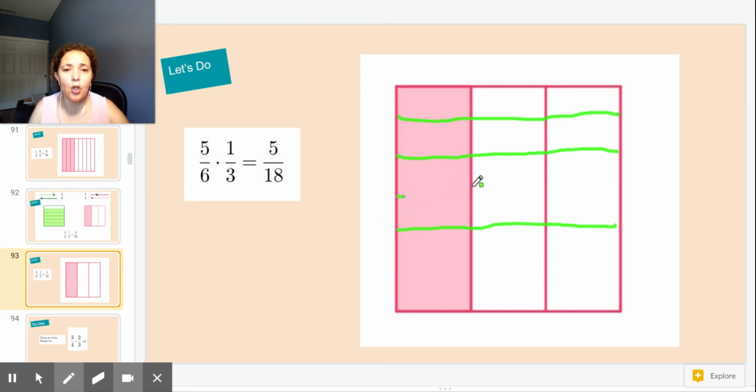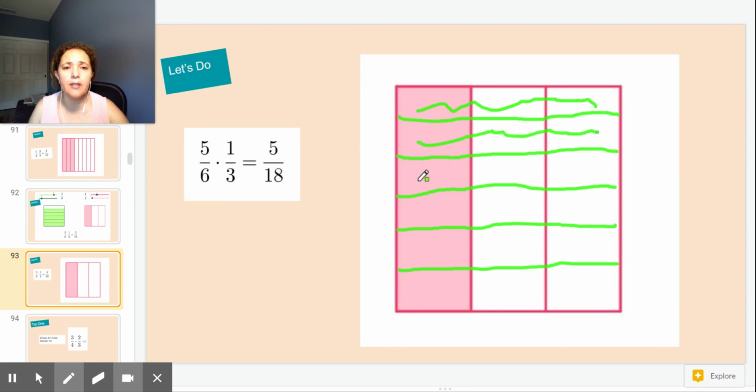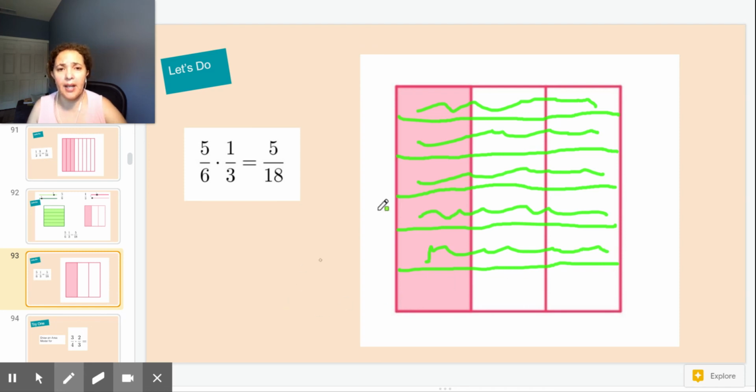And I know it's not quite accurate. My lines are kind of messy. I apologize for that, but just do the best that you can. Now I have 1, 2, 3, 4, 5, 6 equal pieces, and I have 5/6 of them. So I'm going to color in 5/6. So do that with me. Color in your 5/6 as I'm coloring in mine, and I'm just kind of doing it this way just to show the squiggly lines. Okay, and now you can see how many are double shaded.